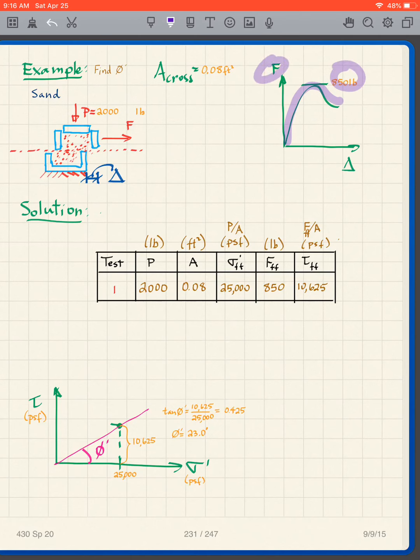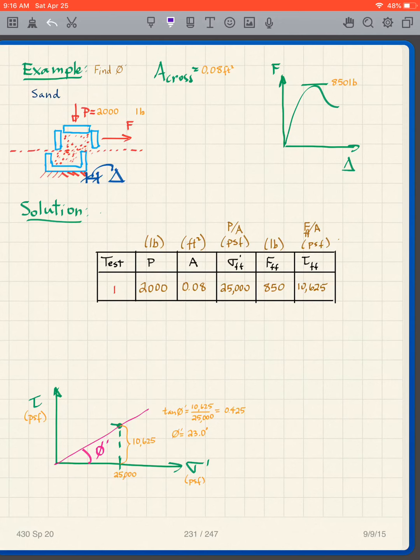So this is F versus delta. There's my F. My delta is the deformation there. And the test setup has a cross-sectional area of 0.08 square feet, and my goal is to find phi prime.